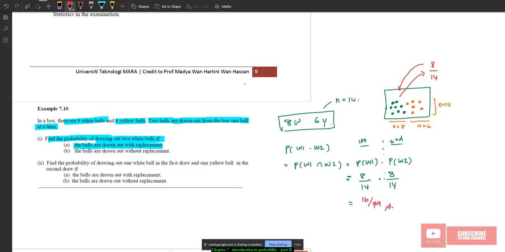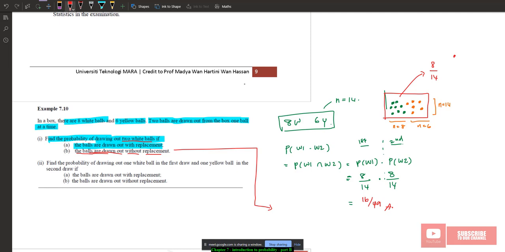Right? So now the second question is, what is the probability of drawing two white balls if the balls are drawn without replacement? Means that in this case, the first ball we took from the box is, let's say, 8 over 14. We ada 8 kan? Kita letak dekat luar. So once kita letak dekat luar, dalam ni ada berapa bola putih?